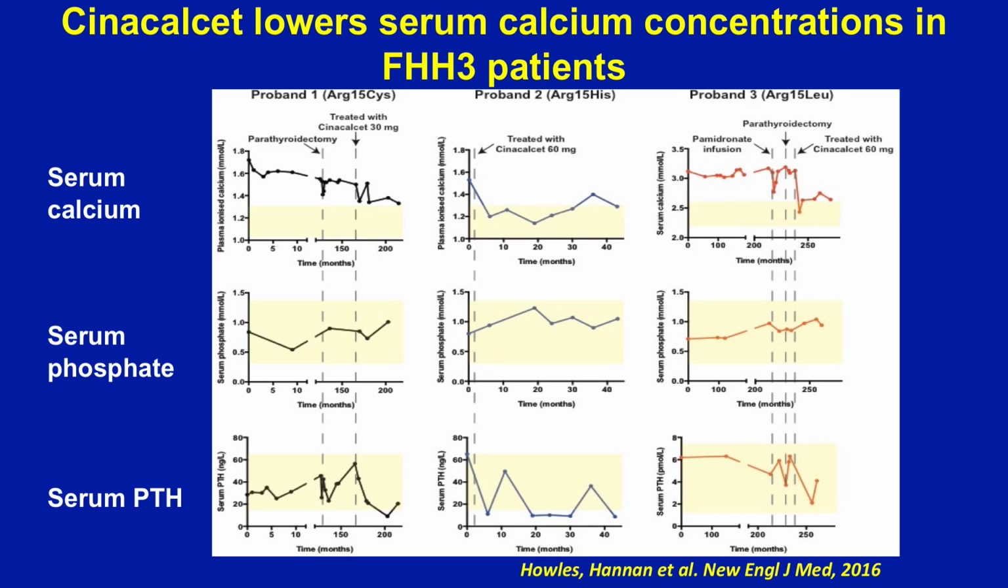Well, we had patients with this, and this appeared in the New England Journal of Medicine in April this year, each one with a separate mutation. You can see, for example, this patient with the ARG15 cysteine mutation had quite severe, symptomatic hypercalcemia, had a parathyroidectomy that didn't really do anything to the calcium, and we treated this patient with cinacalcet, and look, the calcium comes down, and this patient is much, much better. Likewise with proband 2, an ARG15 histidine mutation, treated with cinacalcet, and right down here.